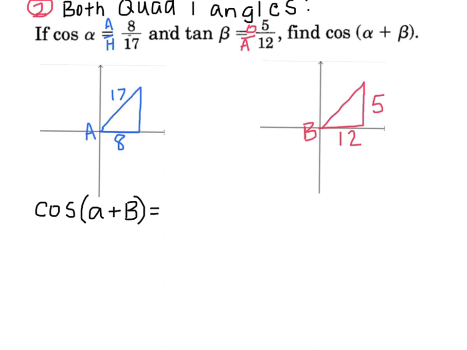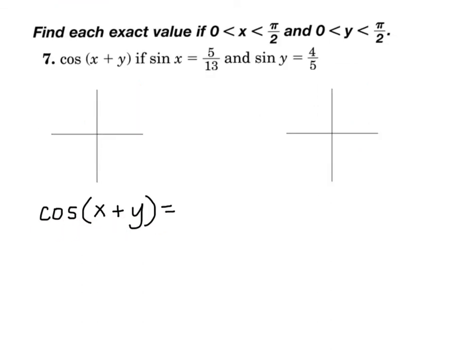Your turn. Pause the video and finish this one on your own. And I have already drawn your triangles, labeled your cosine adjacent hypotenuse, that's those two sides for angle A, and tangent opposite adjacent for angle B. There's your opposite, there's your adjacent. You have to find what cosine A plus B is. Okay, let's look at this one.